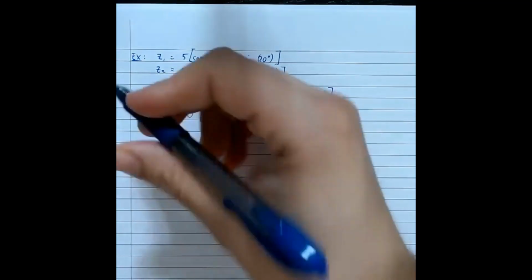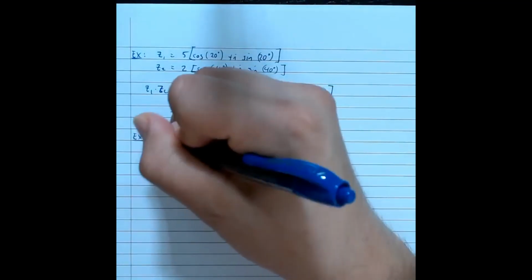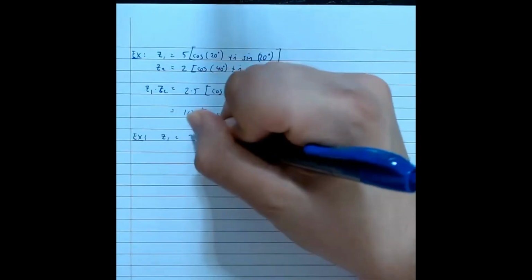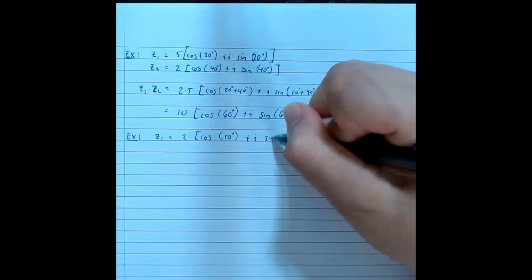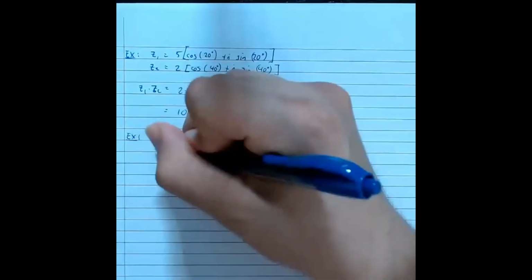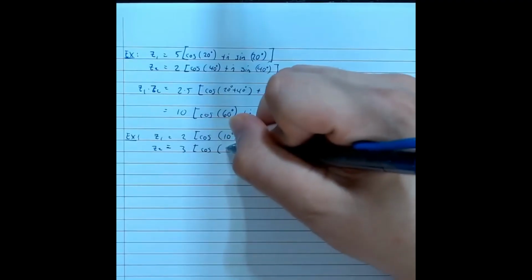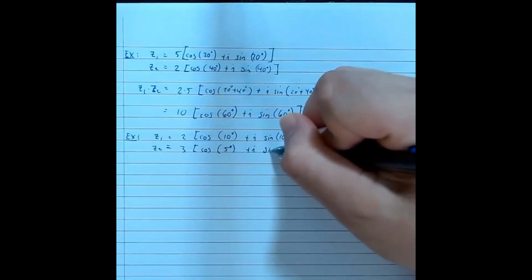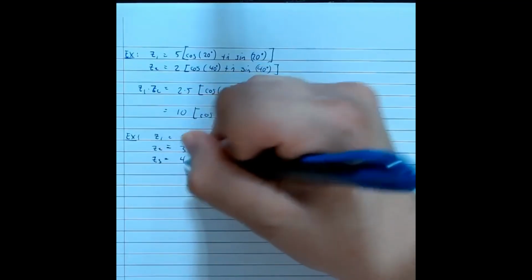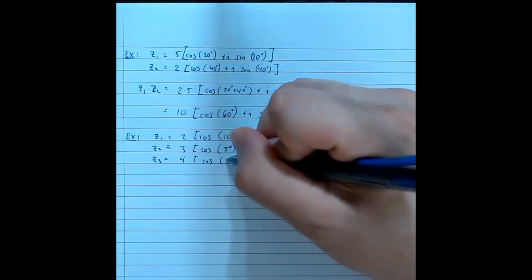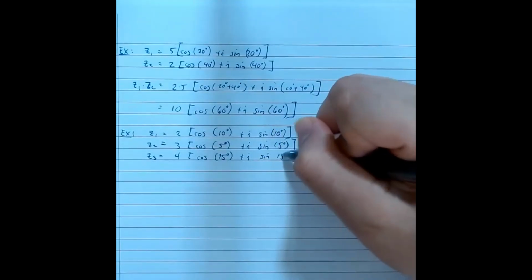This doesn't get significantly harder if you have 3 of them. So for example, let's say z1 is equal to 2 times the cosine of 10 degrees plus i sine of 10 degrees. Let's say z2 is equal to 3 times the cosine of 5 degrees plus i sine of 5 degrees. Let's say z3 is equal to 4 times the cosine of, let's say, 15 degrees plus i sine of 15 degrees.